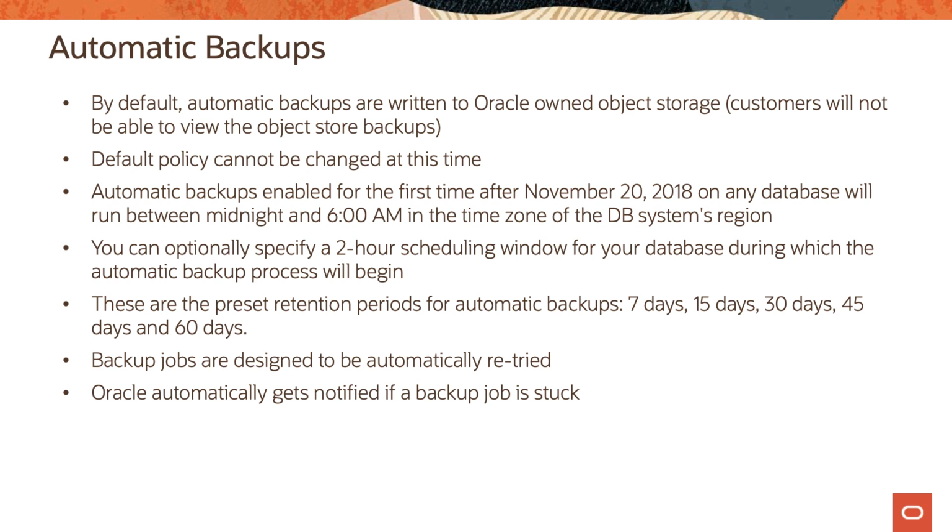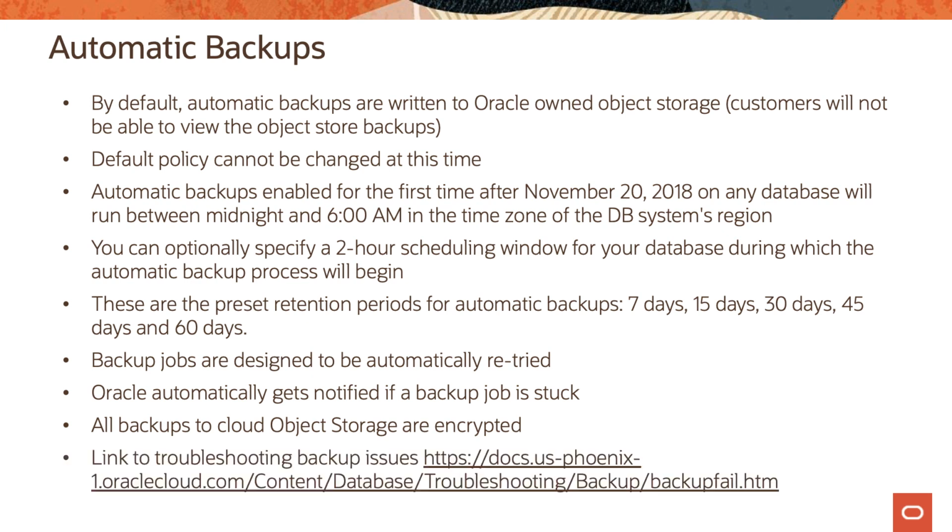These are the preset retention periods for automatic backups: 7 days, 15 days, 30 days, 45 days, and 60 days. Backup jobs are designed to be automatically retried. Also note that Oracle automatically gets notified if a backup job is stuck. All backups to cloud object storage are encrypted. There's a link at the bottom of the slide which will give you more information on troubleshooting backups in case a backup job fails.